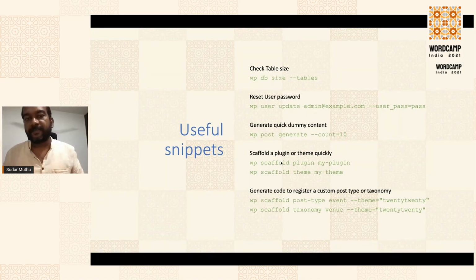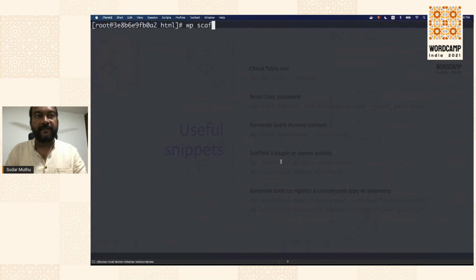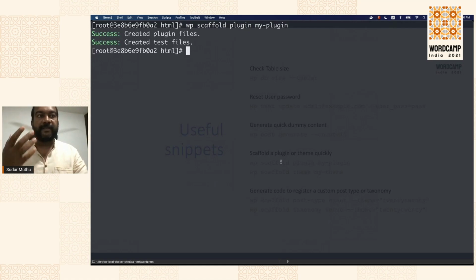If you're a developer and you want to quickly create a new theme or new plugin, you have to do a basic setup, create a directory, create a plugin, and then have the plugin comment and things like that. Those things can be automated very easily using scaffold. For example, if I say wp scaffold plugin, and the name of my plugin is my-plugin, it will generate a new plugin file. It has even generated the test files for that.